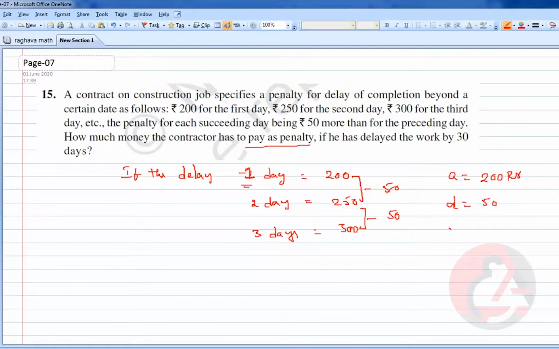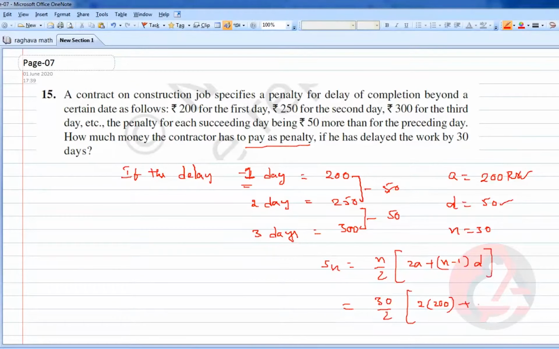So n is equal to 30. For the first day you have to pay 200 rupees, for the second day you have to pay 250 rupees. He is not asking how much you have to pay on the 30th day. That is an, I think you found a1. I want Sn value. Sn is equal to n by 2 into 2a plus n minus 1 into d. It will be equal to 30 by 2 into 2 into 200 plus n minus 1 into d.